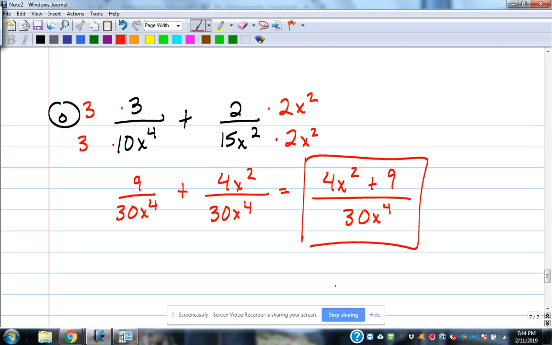If they're like terms, you put them together. If they're not, then you stack them up, line them up. Okay? Go a little further.